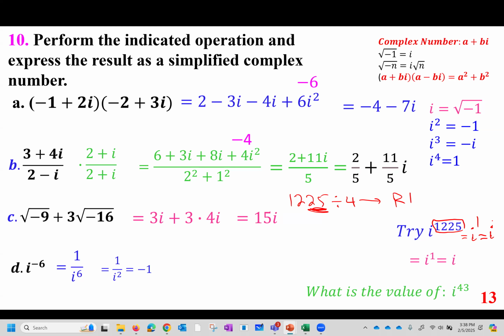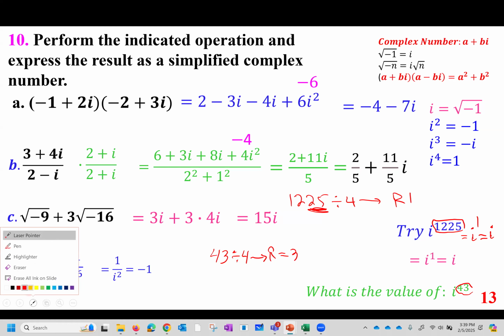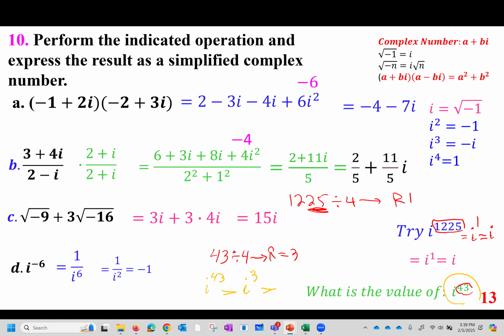What about i to the power of 43? I want to show you this one also. The exponent is 43, everybody. Divide by 4, and again, it doesn't matter what the quotient is. I hope you realize the remainder is 3 because 40 is divisible by 4. The remainder is 3. Therefore, i to the power of 43 is the same as i cubed. And you should know it's minus i.